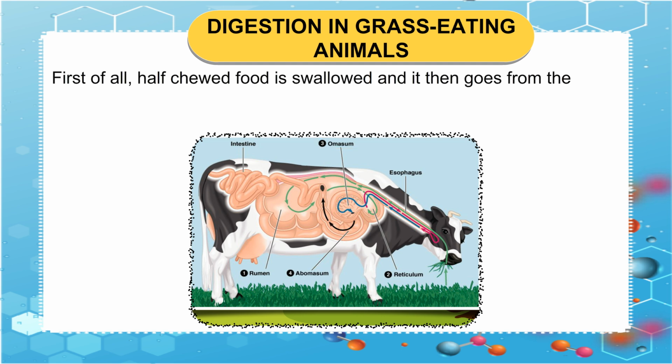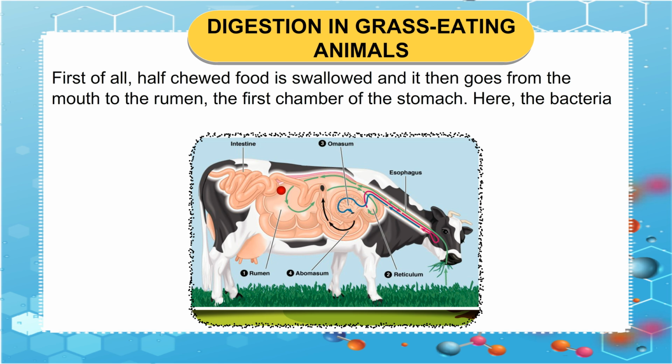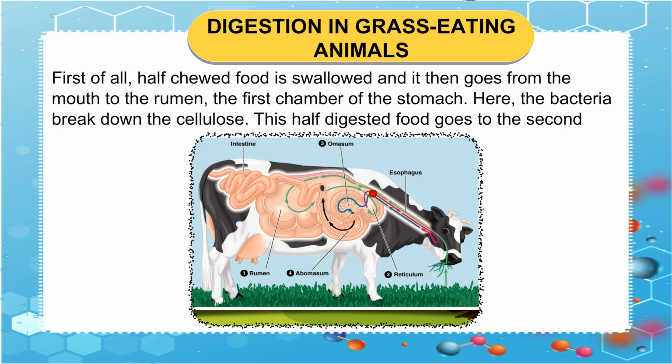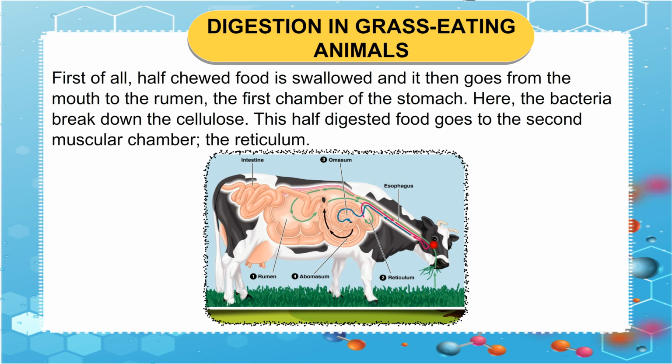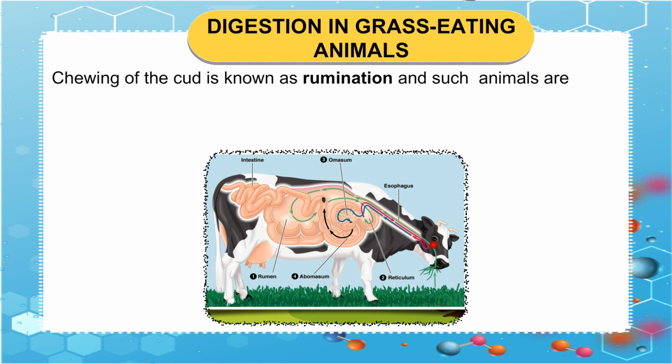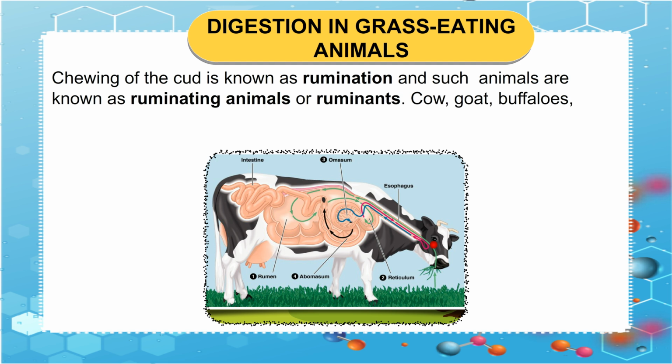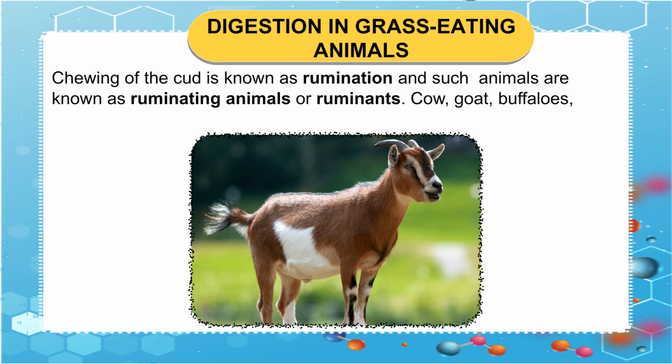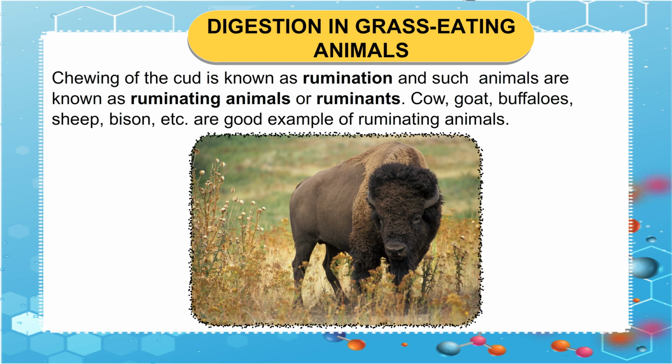First of all, half-chewed food is swallowed and it then goes from the mouth to the rumen, the first chamber of the stomach. Here, the bacteria break down the cellulose. This half-digested food goes to the second muscular chamber, the reticulum. From the reticulum, the food is sent back to the mouth to be chewed again. This half-digested food is called cud. Chewing of the cud is known as rumination, and such animals are known as ruminating animals or ruminants. Cow, goat, buffaloes, sheep, bison, etc. are good examples of ruminating animals.